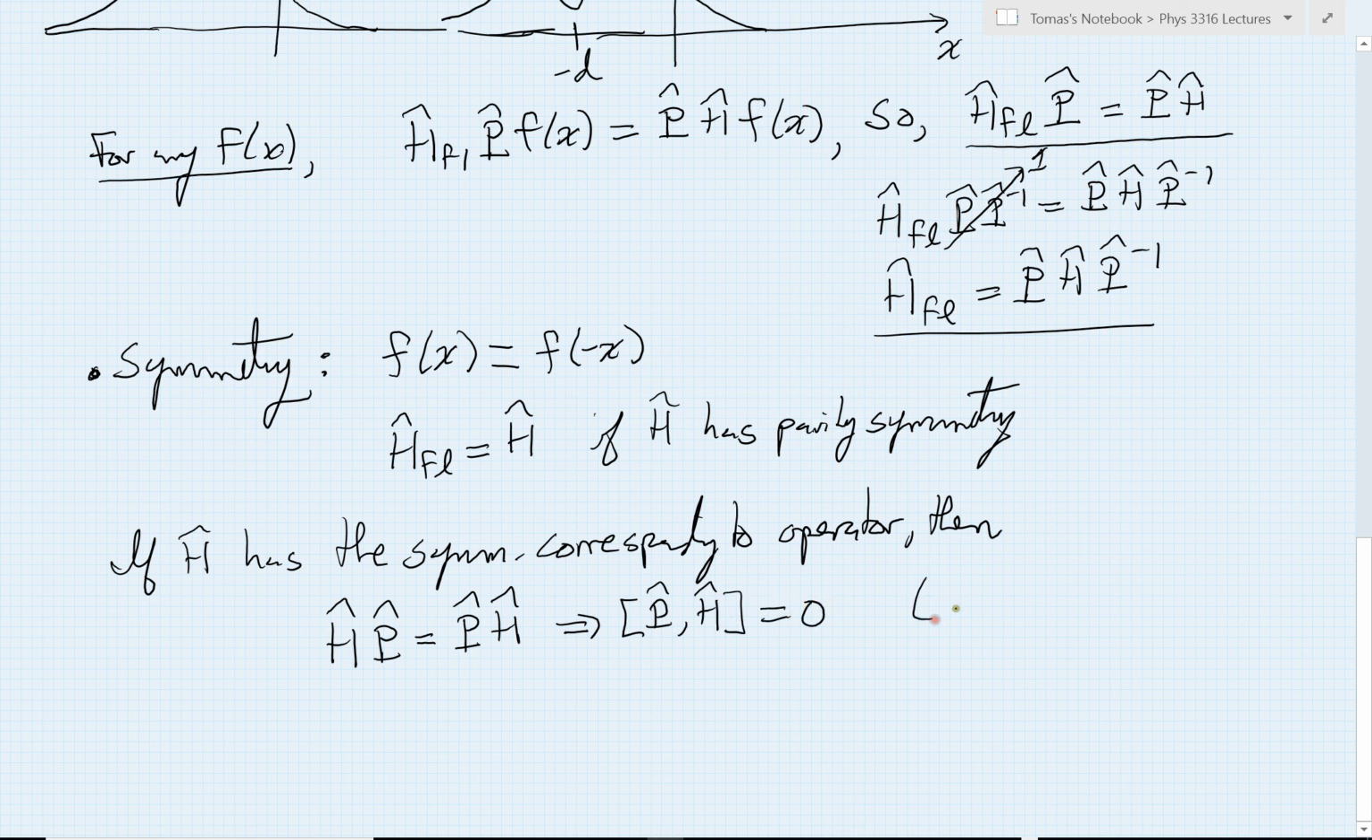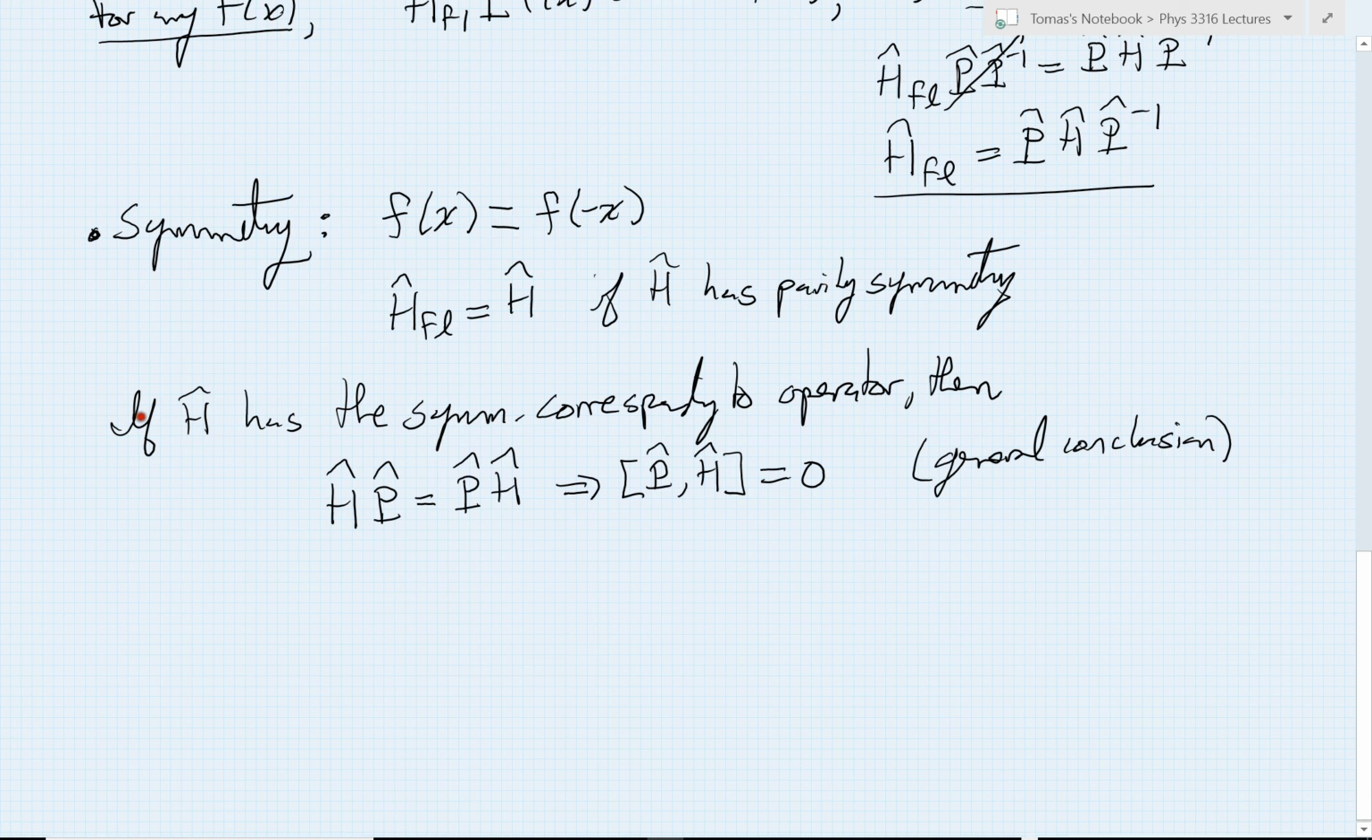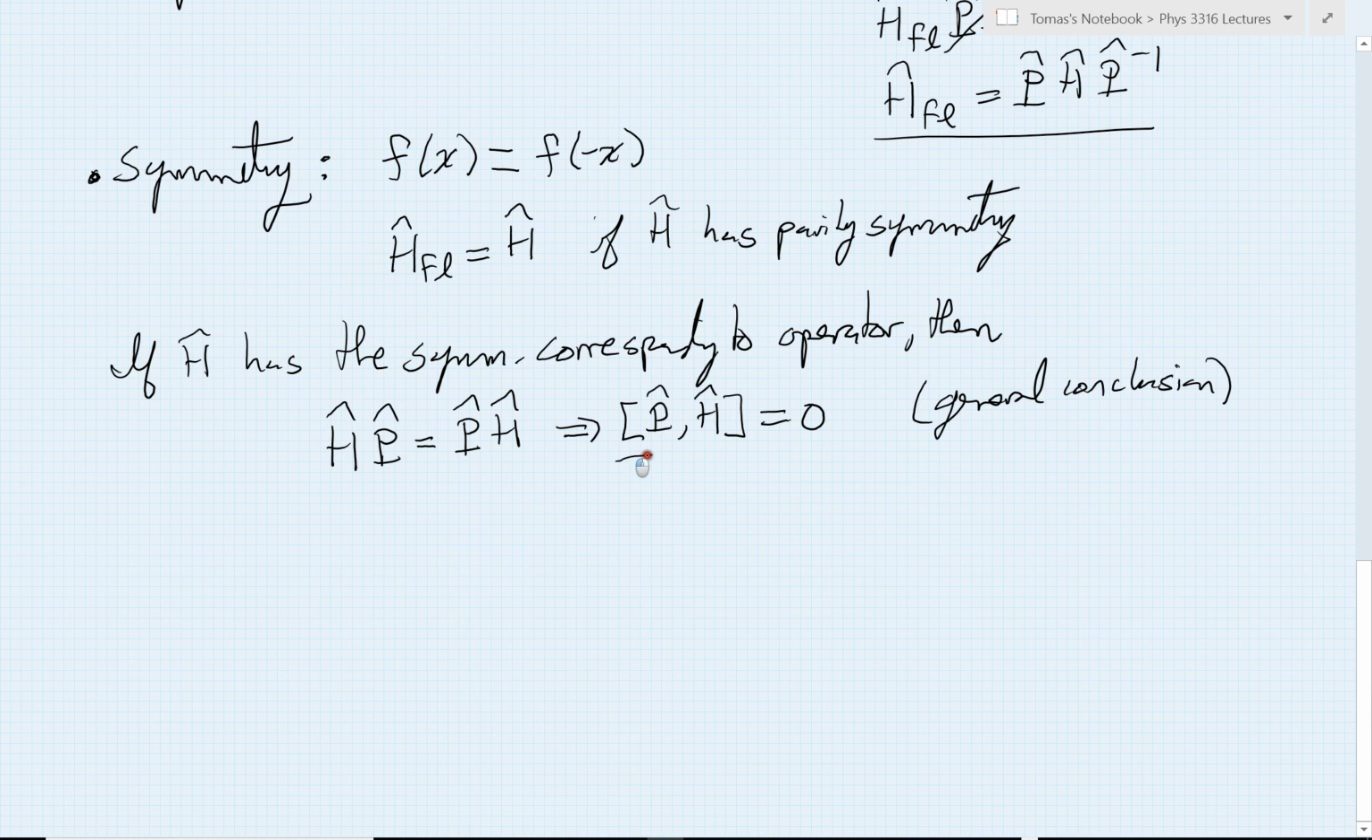And this, again, is a general conclusion that would work for any symmetry. The way we know that a Hamiltonian has a given symmetry is we test it by commuting it with the corresponding operator, and if we get 0, we know that it has that symmetry. Now, the fact that any symmetry operator like this commutes with a Hamiltonian immediately has some interesting conclusions.